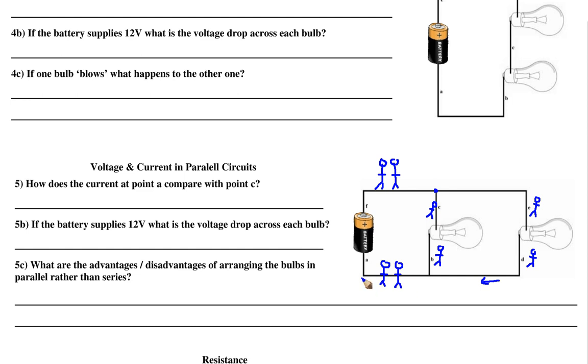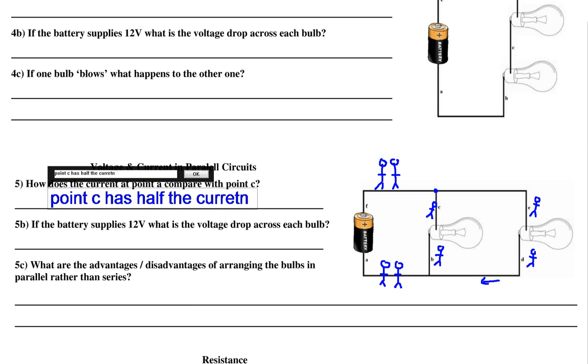So how does the current here in A compare with either of these branches? So for instance, point C over here, well, we would have half the current. So the current splits, and we could say point C has half the current. So current splits in a parallel circuit. It splits between the branches.